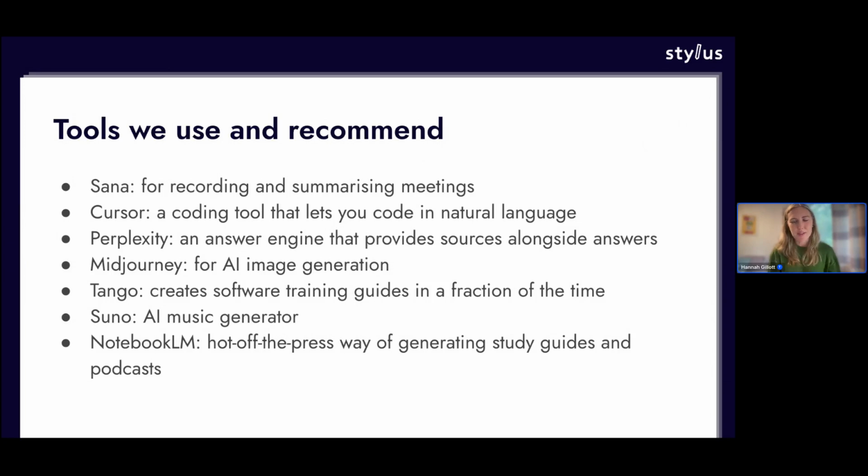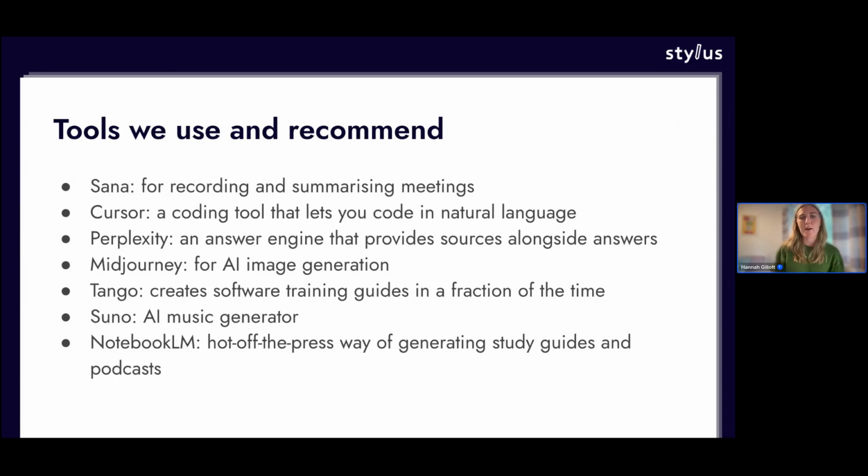Suno is the AI music generator. I'm pretty sure it's the one that Chris was using in that video earlier. I think I saw that referenced. And it's also just fun. So you can use it to generate songs about anything for anyone. And again, you just reference genre.